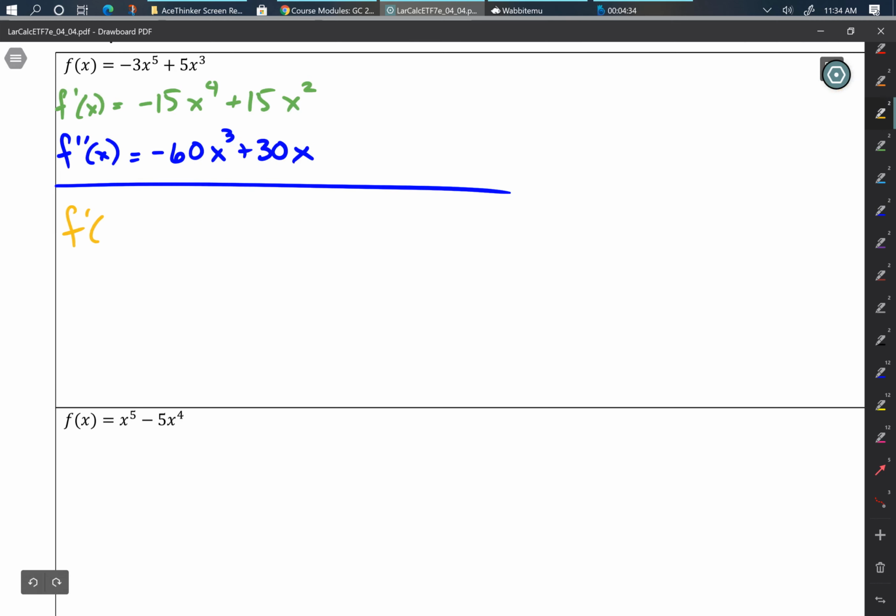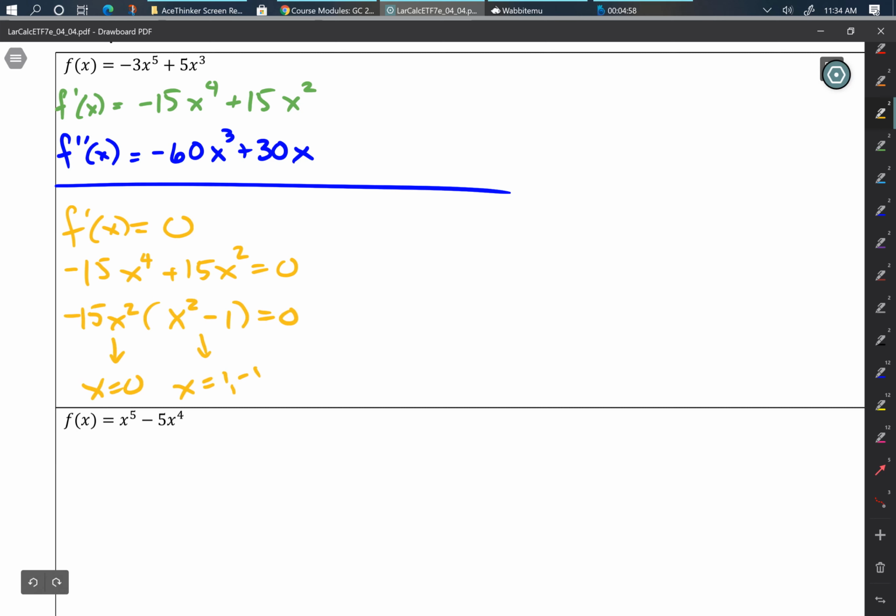That is, when is f prime of x equal to 0. So negative 15x to the 4th plus 15x squared is equal to 0. I'm going to factor out a negative 15x squared. That's going to leave me with an x squared minus 1. Okay? That's going to give me that x is 0. This is going to give me that x is equal to 1 or negative 1.